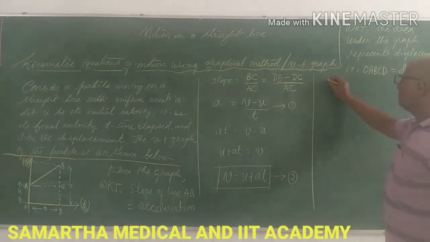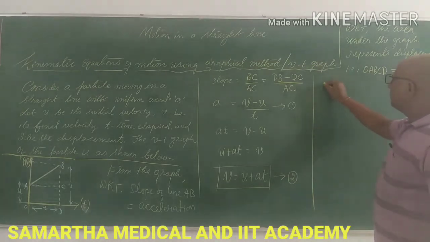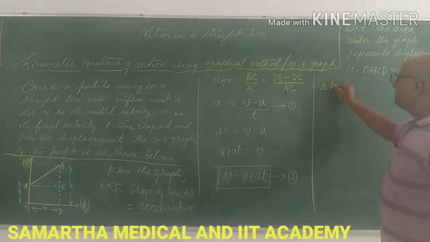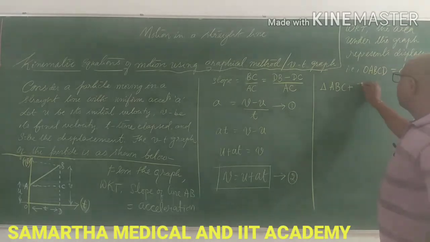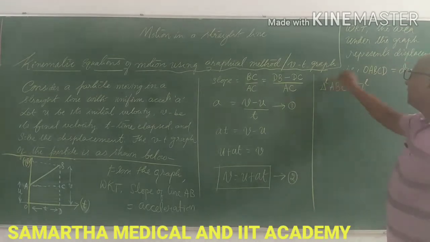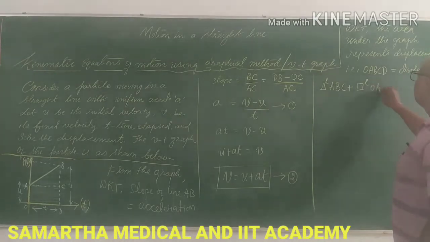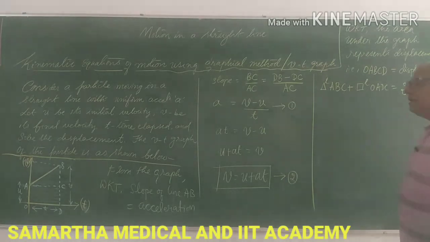What is OABCD? OABCD is actually triangle ABC plus rectangle OADC, which is equal to displacement. Okay. Triangle ABC area means, what is the area of a triangle? Half into base into height.